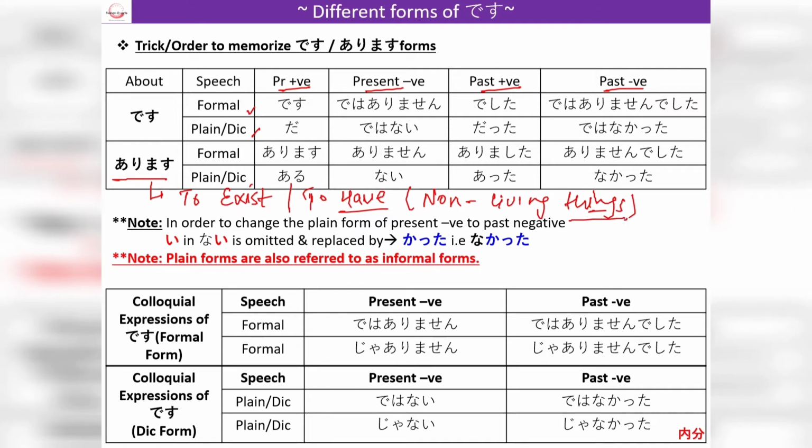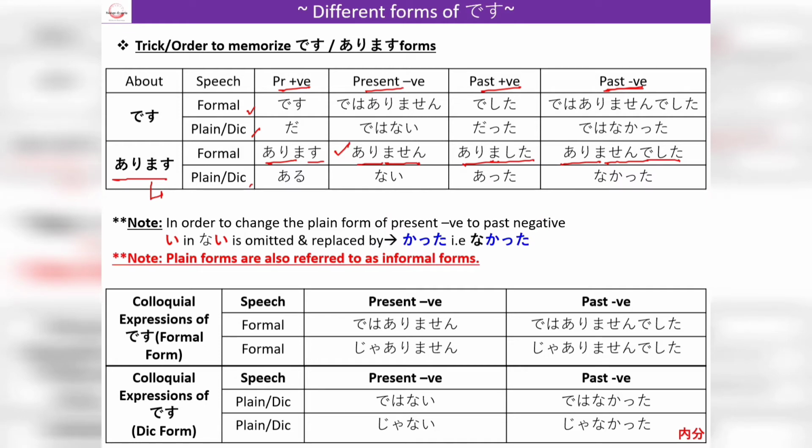So if we talk about the formal forms, present positive of arimasu is arimasu, and to make it present negative we will remove the mas and we will add the masen, so it will become arimasen. For past positive, mas will be replaced with mashita, and past negative, mas will be replaced with masen deshita. So formal forms will become like this: arimasu, arimasen, arimashita, arimasen deshita.